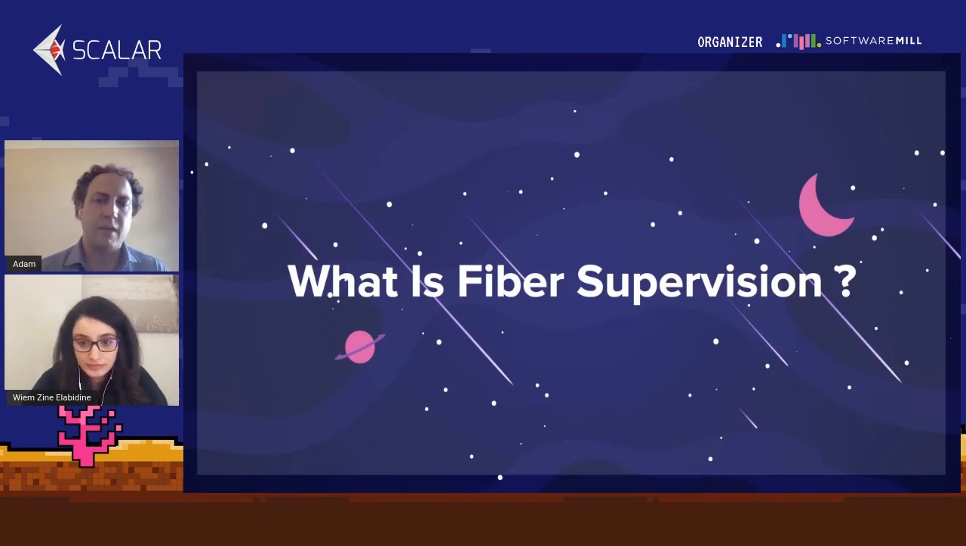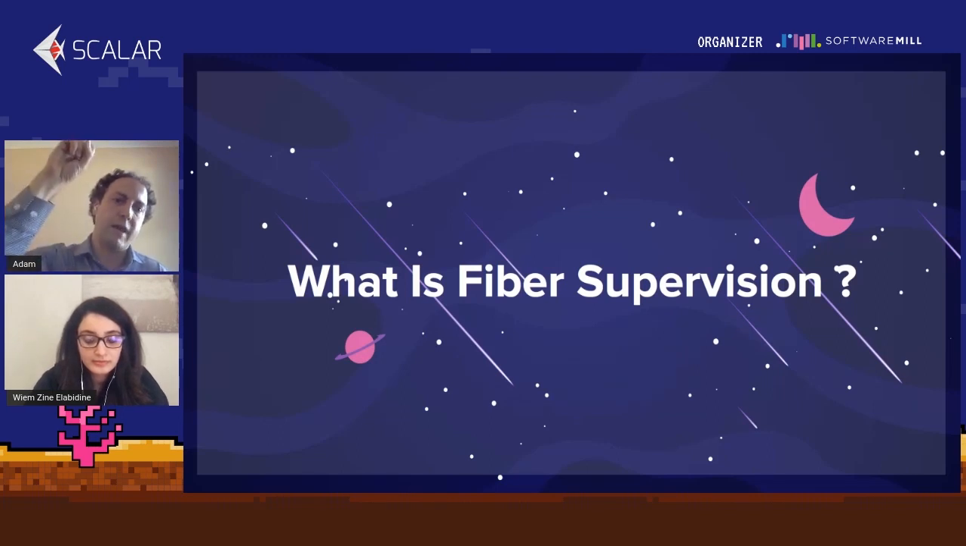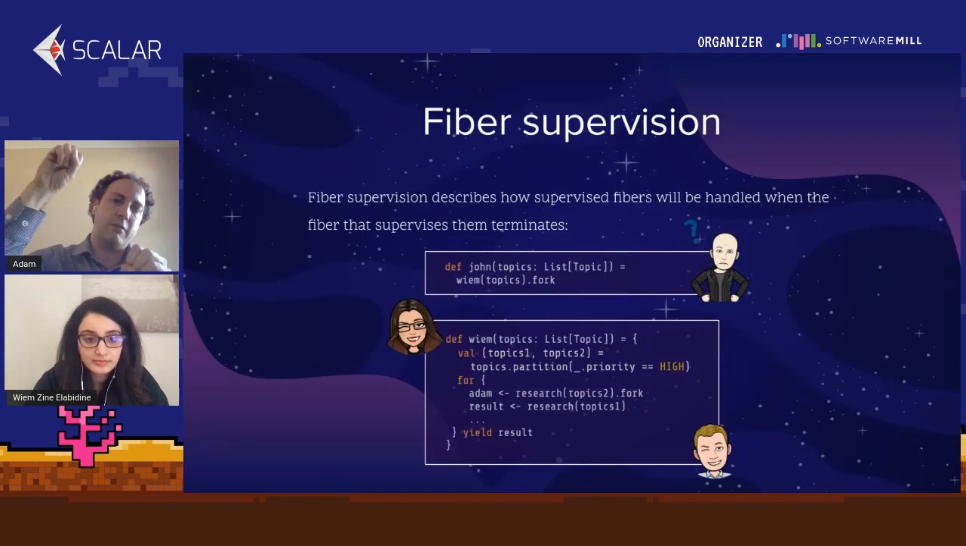And we've been talking about things that are pretty similar across different effect systems. So if you looked at Monix, you looked at CATS, all of that would be pretty similar. Fiber supervision is about what happens when we have more than one fiber. So let's say we have a parent fiber that forks off a child fiber to do part of its work. What happens there? And that's where we start to see differences between some of these effect systems.